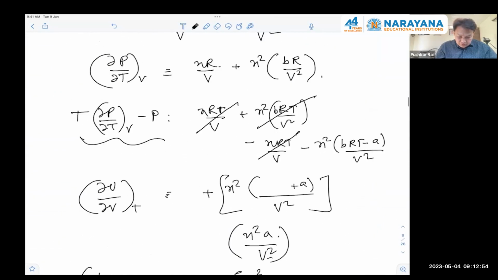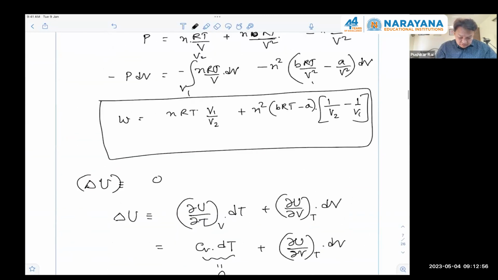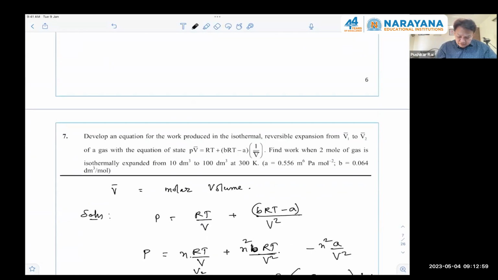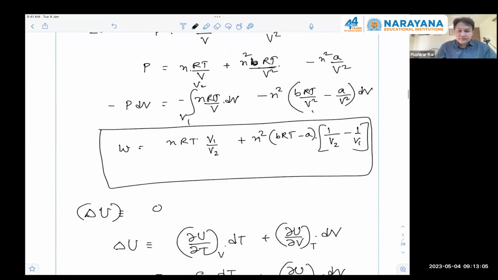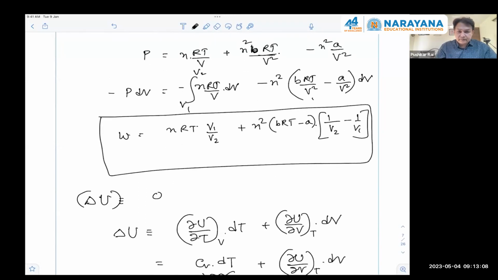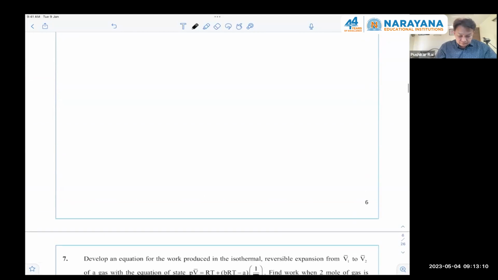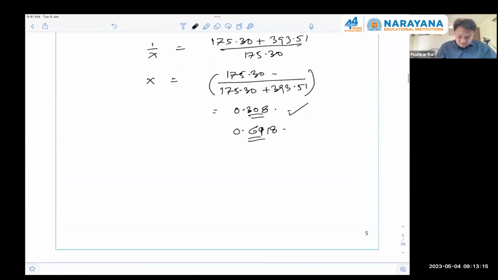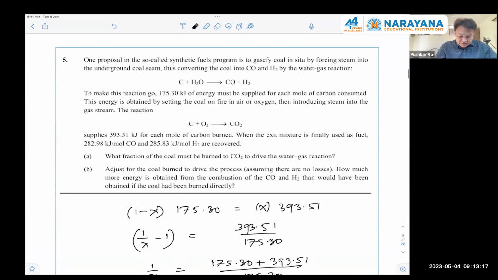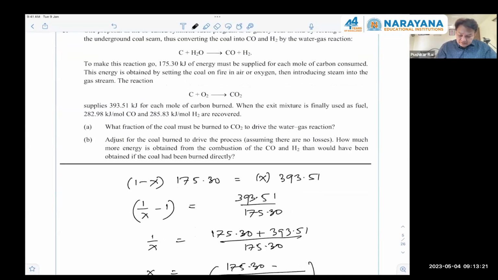The next question was to develop an equation. We have already done it in the class, so you just have to put the value and get the answer. And that was the expression. We did it in the last class, if you remember. The next question is a very easy question, temperature scale conversion. And the second part is, since enthalpy is a state function, there will not be any change.